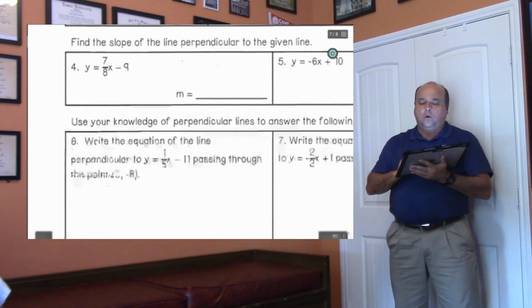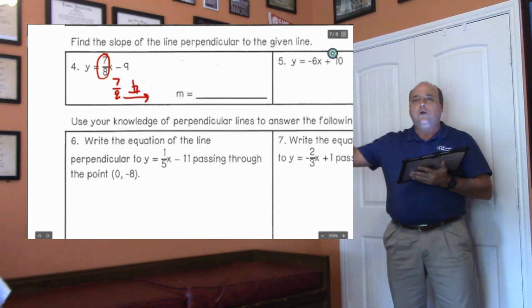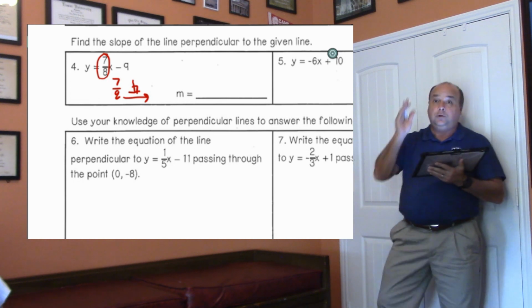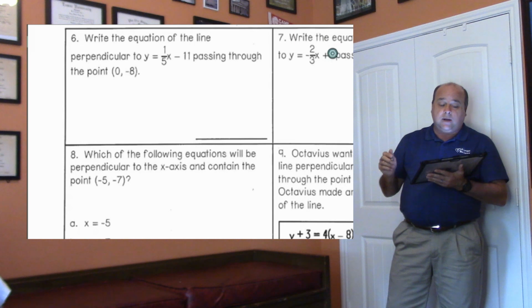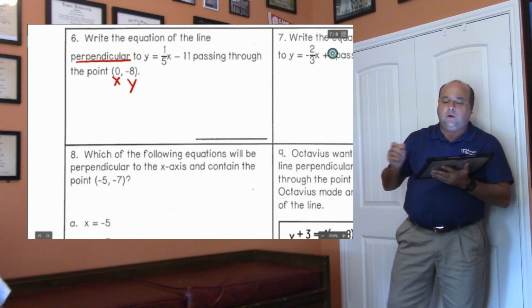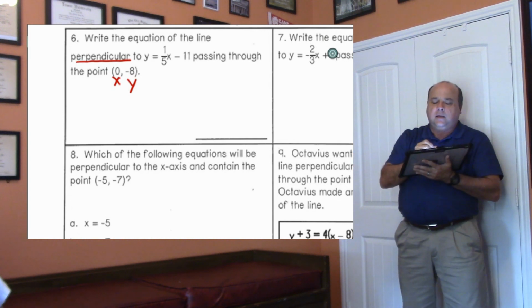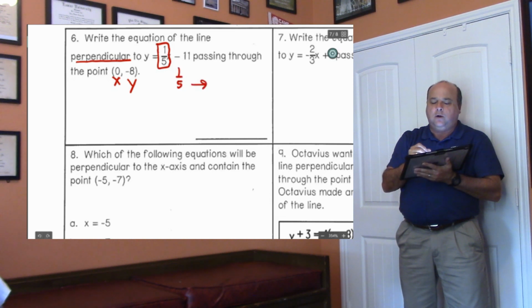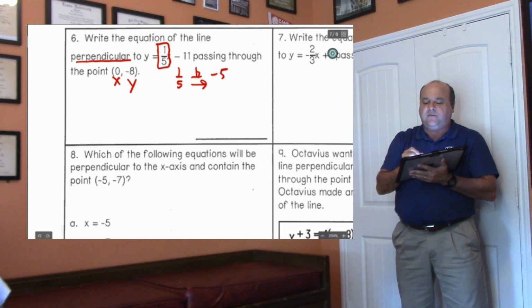Okay, on number 4, this is my slope right here. So I'm going to write down 7/8, draw an arrow, put a perpendicular symbol, and write down the perpendicular slope. You should be able to do that. Number 6, look back at the notes if you can. We needed the perpendicular line, and it's going to go through this point, x and y. We're going to plug this into point slope and switch it. So this is my slope. Write down 1/5, put an arrow, perpendicular symbol, and the opposite reciprocal would be -5.